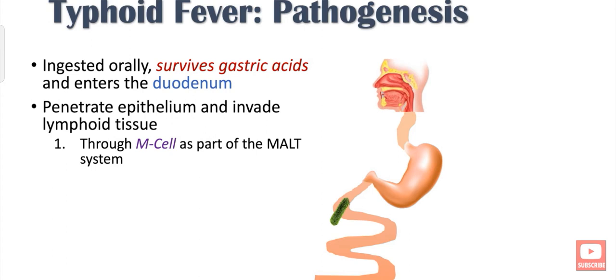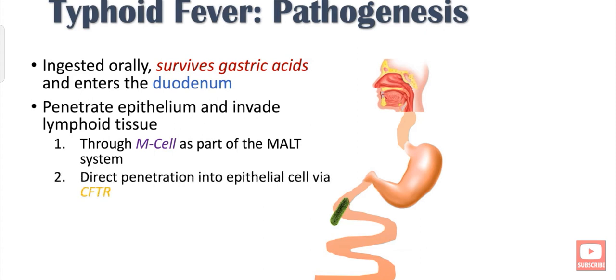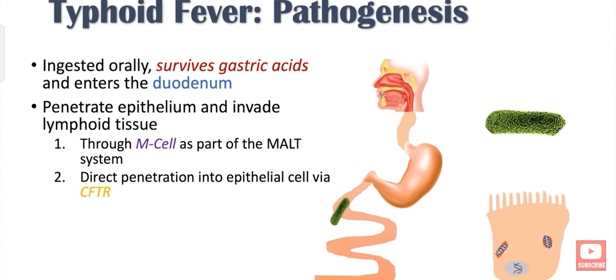One is through an M cell, which is part of the mucosal-associated lymphoid tissue system, or MALT system. And the second way that this bacteria can actually penetrate into the epithelium is through direct penetration into an epithelial cell via CFTR, or cystic fibrosis transmembrane conductance regulator, which is a chloride ion channel. So you might be thinking, cystic fibrosis transmembrane conductance regulator, what does this mean? Well, this is actually the chloride ion channel that is mutated in patients with cystic fibrosis. So essentially what happens is the Salmonella typhi or paratyphi utilize or hijack this chloride ion channel and use it to enter into intestinal epithelial cells.